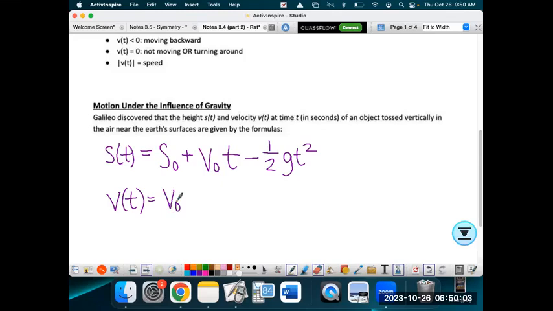So it's my initial velocity, minus, take the derivative of that last term. Remember, it's with respect to time, so t is our variable. Multiplying by 2, we get 1 is the coefficient multiplied by g. Reduce that power by 1 and we just get t. So the velocity function under the influence of gravity is initial velocity minus gravitational pull times time.